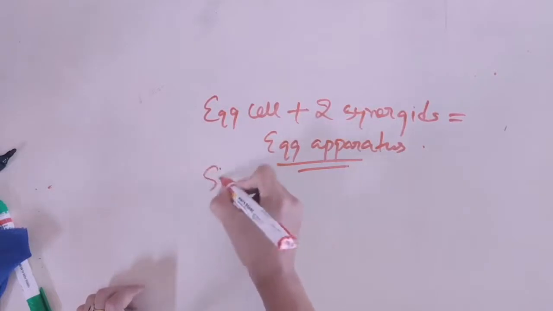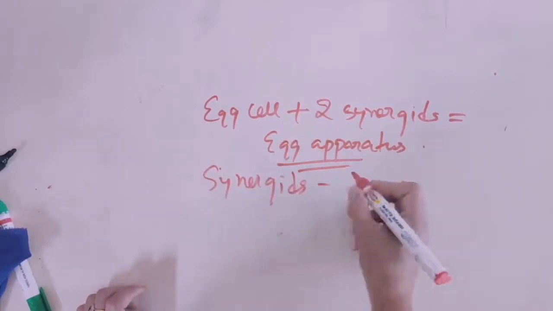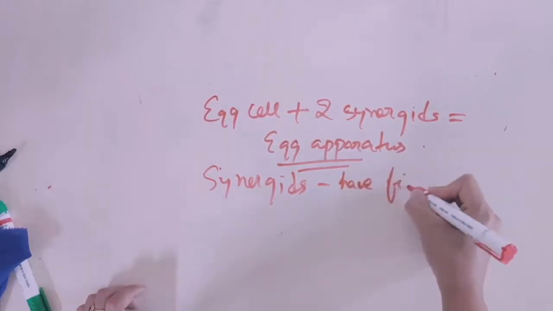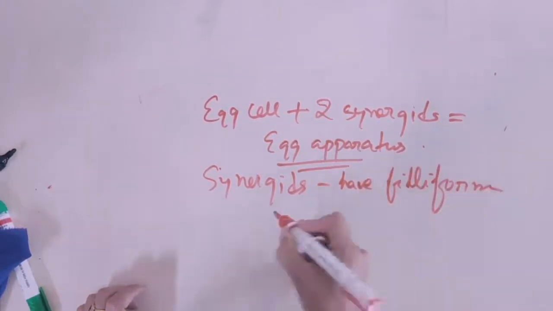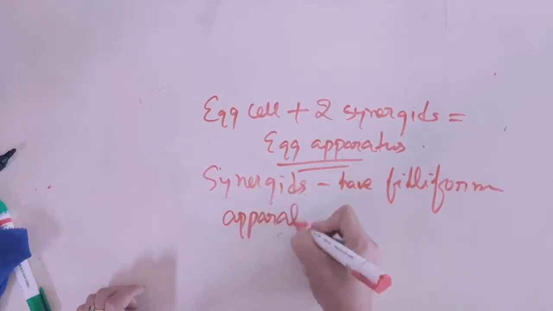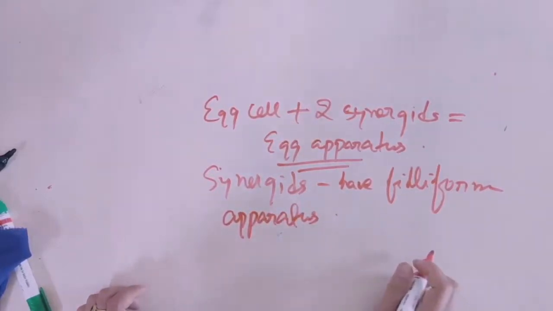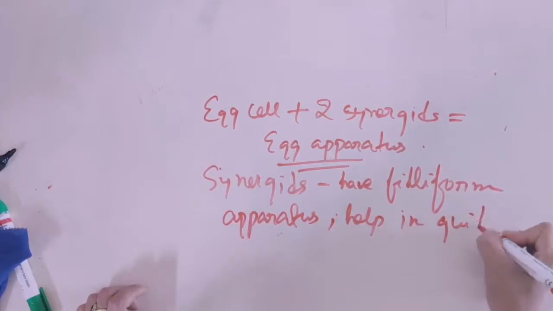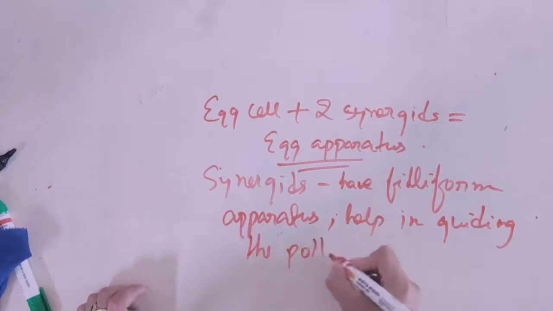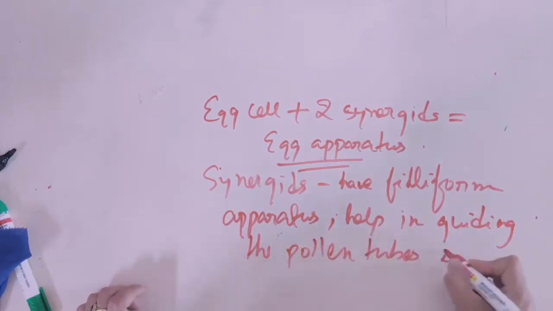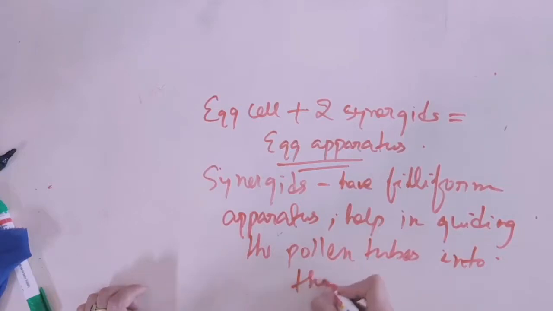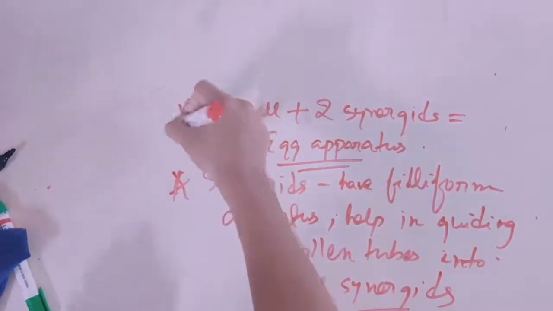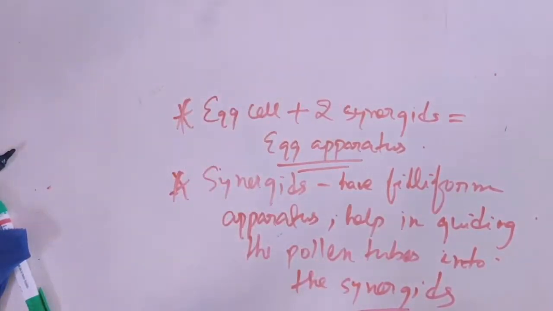The synergids are important because they have the filiform apparatus, the thickenings, the finger-like projections, which help in guiding the pollen tubes into the synergid.